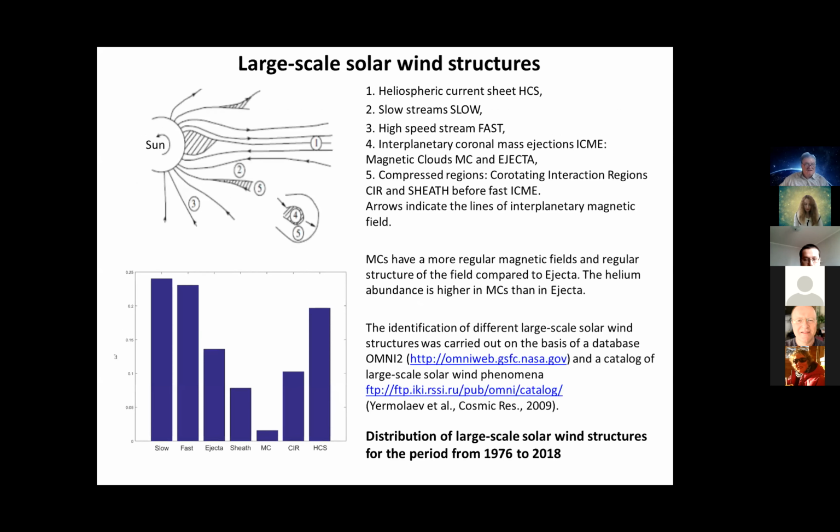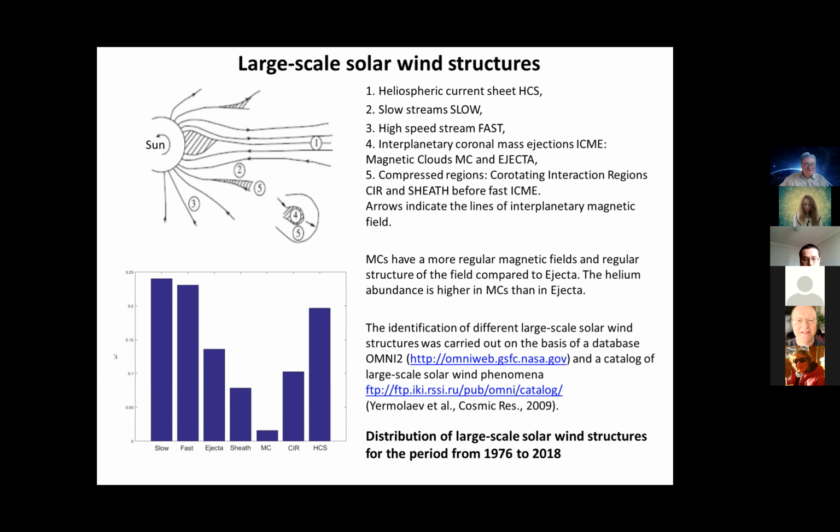The classification of large-scale solar wind structures used in the study is based on the OMNI2 database and the catalog of large-scale solar wind phenomena of the Space Research Institute. It includes the heliospheric current sheet, slow and high-speed streams, two types of interplanetary coronal mass ejection, magnetic clouds and ejecta, and three types of compressed plasma regions, corotating interaction regions and sheaths before fast coronal mass ejections.